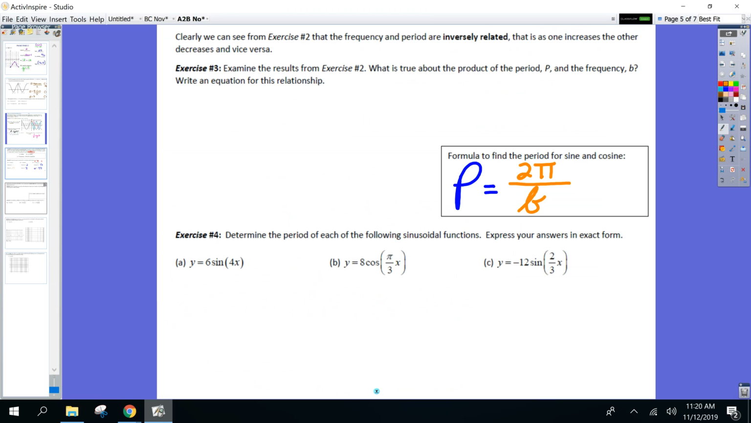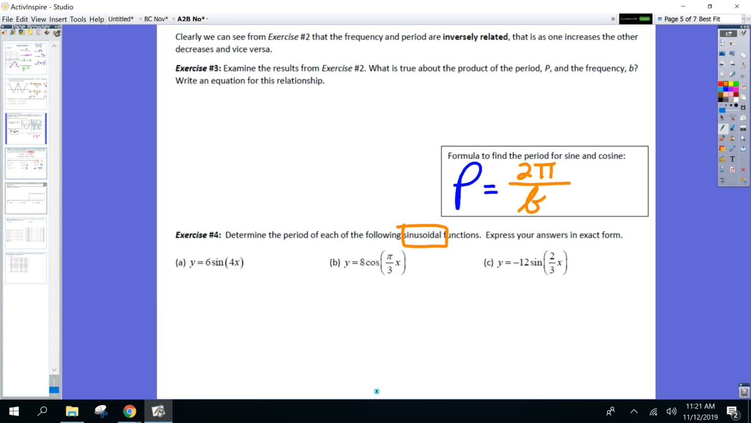Here we go, 18, little help first. I got 6 sine 4x, and it's asking me for the period. Also, you may start seeing, anybody want to try to pronounce that? Sinusoidal. It sounds like we're talking about the sine curve, but this is just any graph that keeps repeating itself. I just don't want you to get it confused and think it's the sine curve. Sinusoidal, anything that repeats itself.